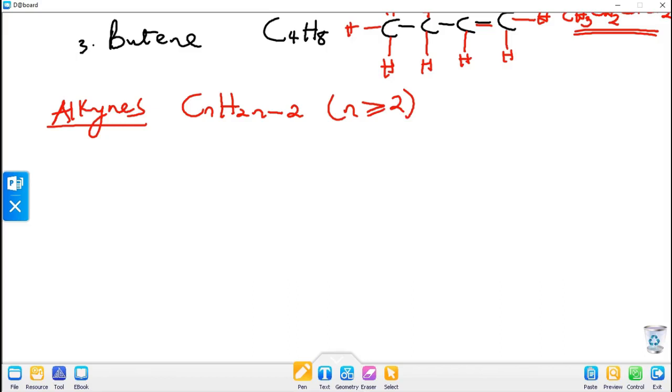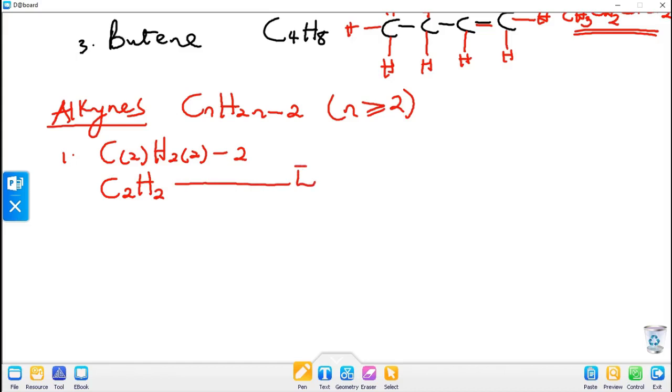Since it is like that, the first member in alkynes is going to be C(2) H(2 times 2 minus 2). So C times 2 is C2, and for H, 2 times 2 gives us 4, and 4 minus 2 gives us 2. So this is the first member of alkynes, and its name is ethyne.